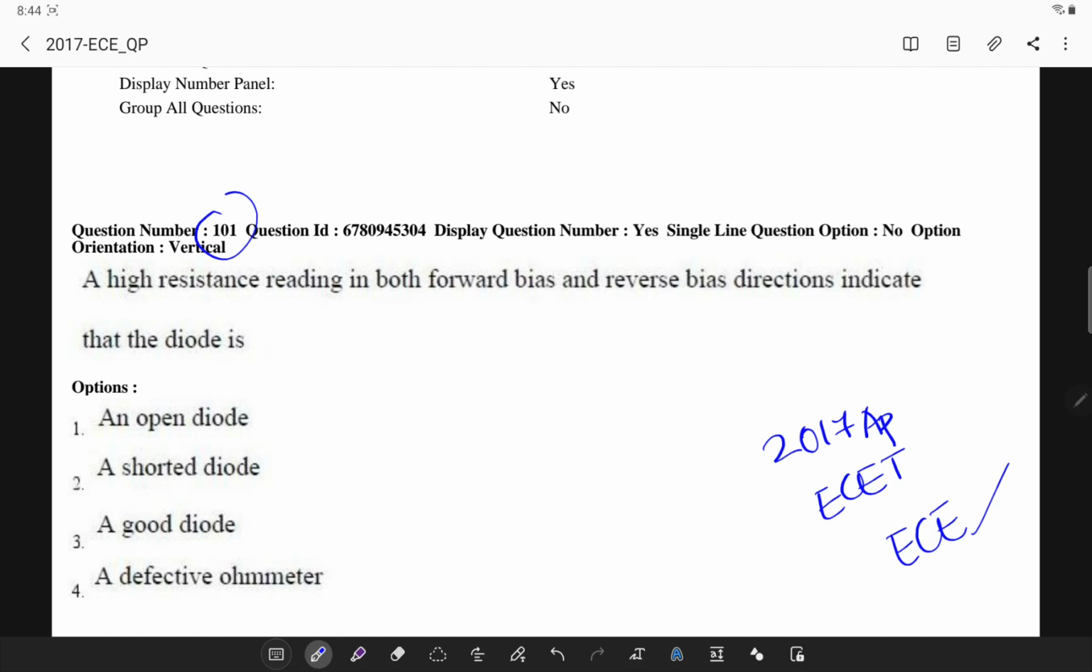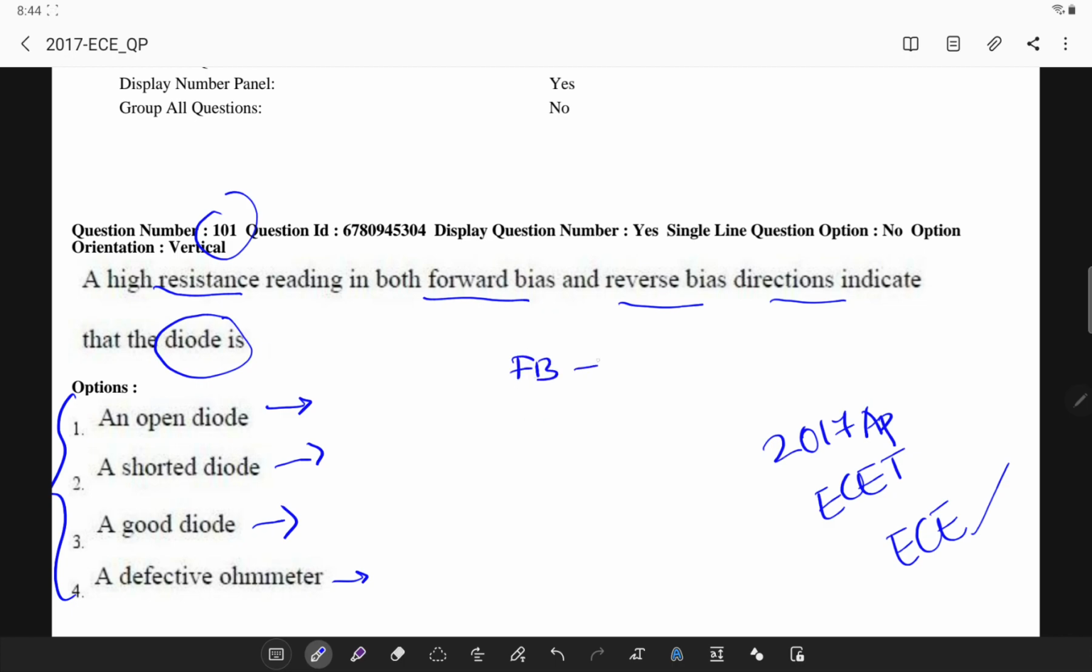The question is, a high resistance reading in both forward bias and reverse bias directions indicates which type of diode? The four options are a shorted diode, good diode, defective ohm meter, and an open diode. Generally, in forward bias a diode acts as a short circuit, and in reverse bias it acts as an open circuit. However, open circuit means resistance is infinite, and in short circuit, resistance is 0.